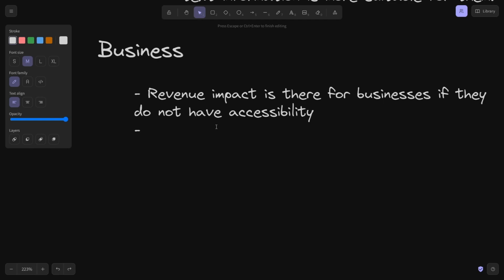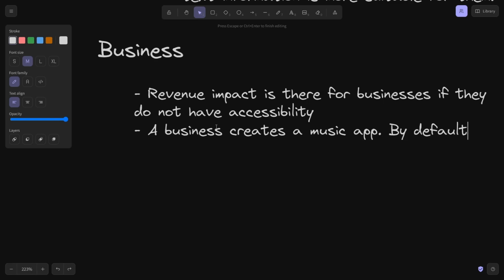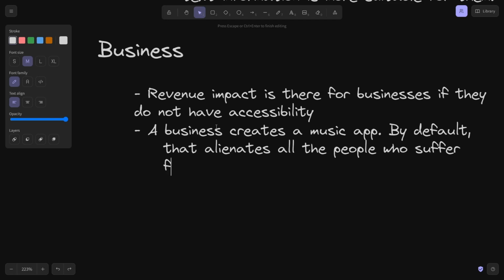So imagine, in a very basic scenario, that a business creates a music app. Okay, by default that alienates all the people who suffer from hearing loss. That means that chunk of revenue market is gone for this particular business. So what can they do is then somehow actually incorporate it or let them go.